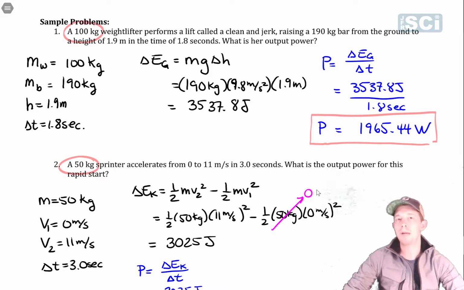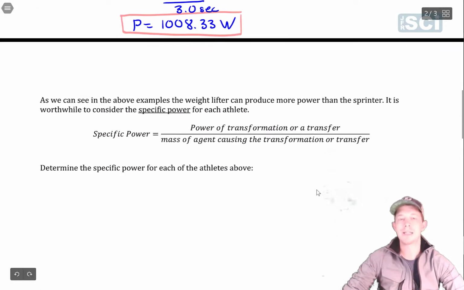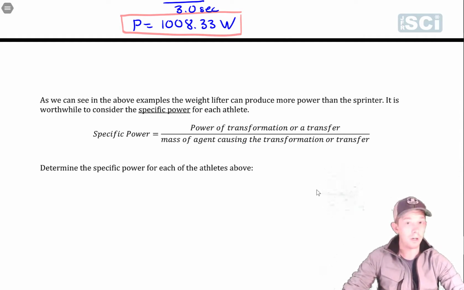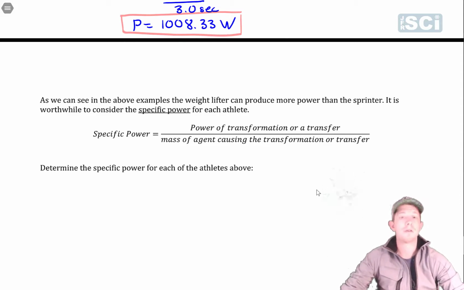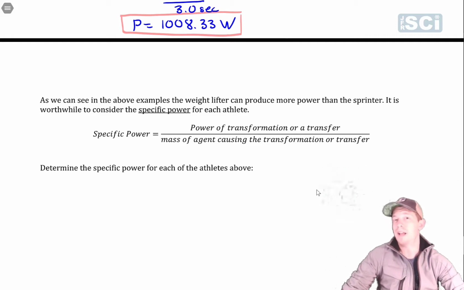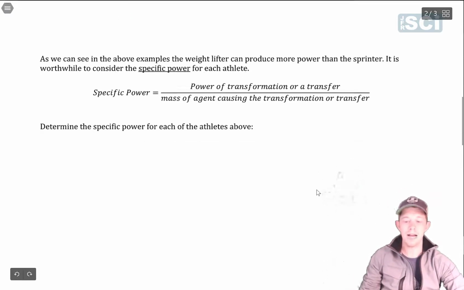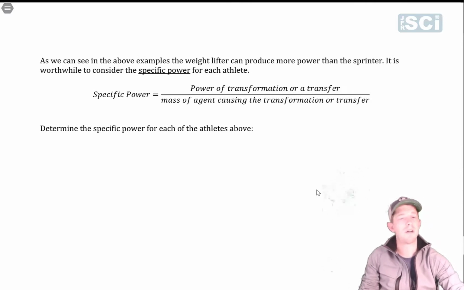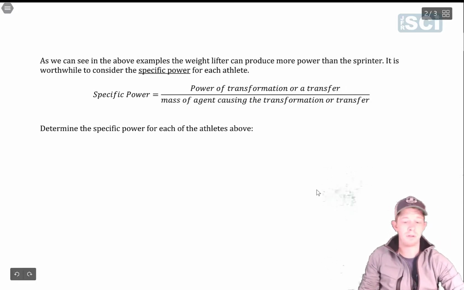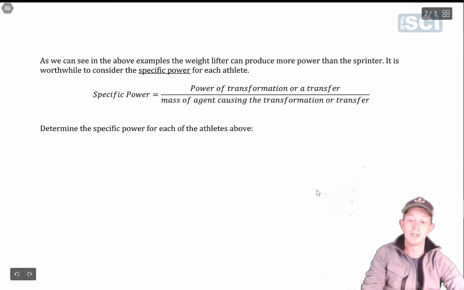We should be comparing what's known as specific power. And specific power is based off of how much power an individual or an object can output versus how heavy it is. So you would think that a heavier object, if it outputs the same amount of power, should be less powerful, right? So let's compare the two athletes, but in this case, based off of their masses.